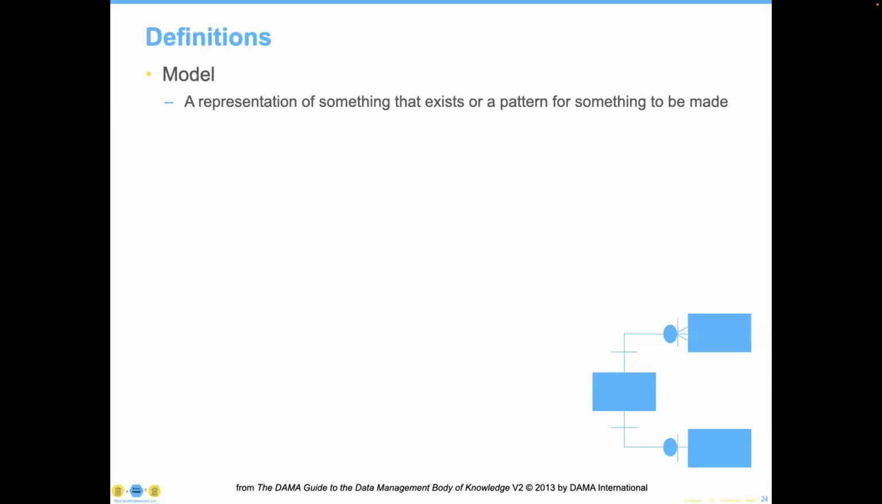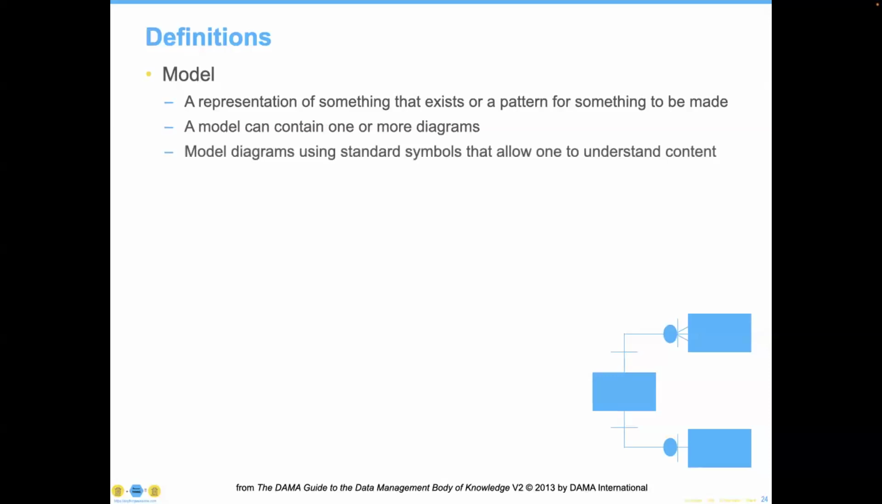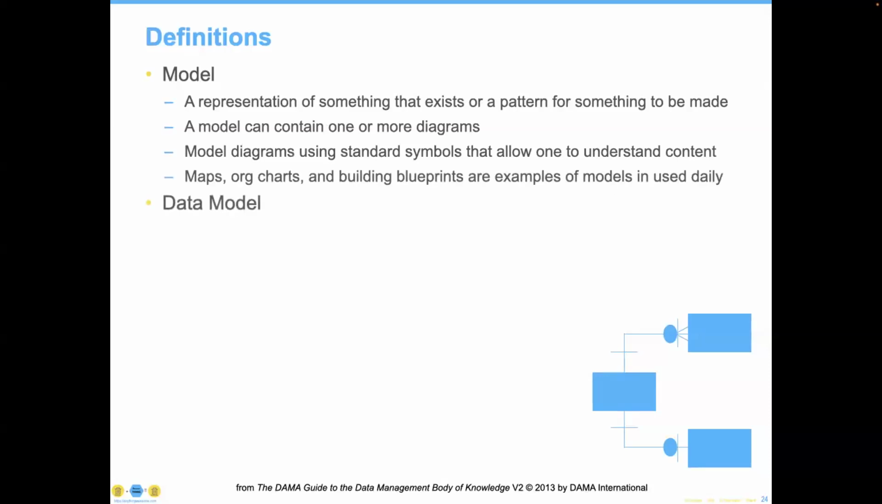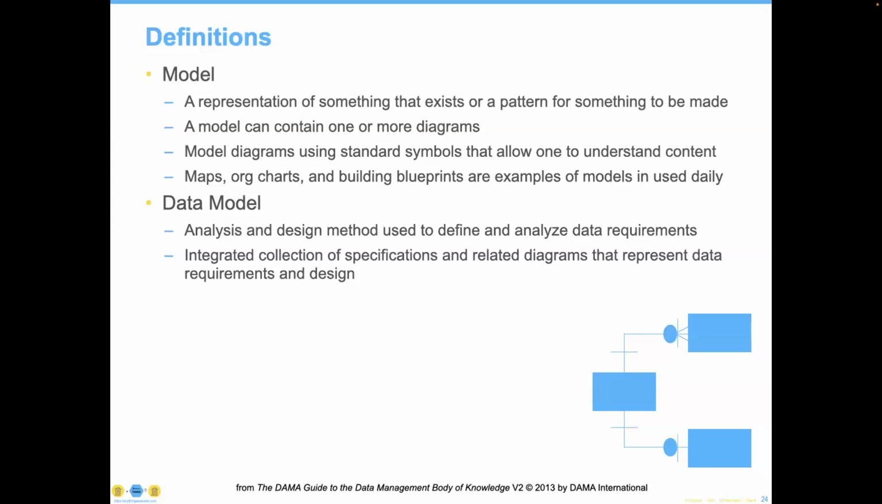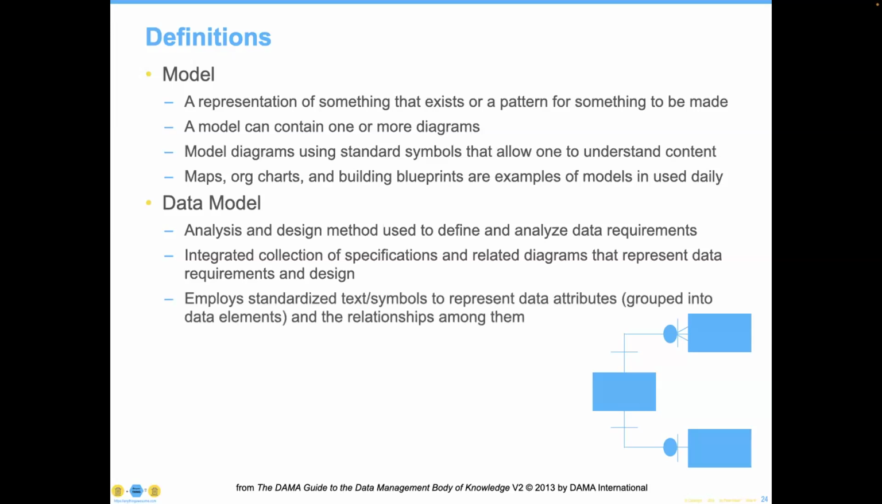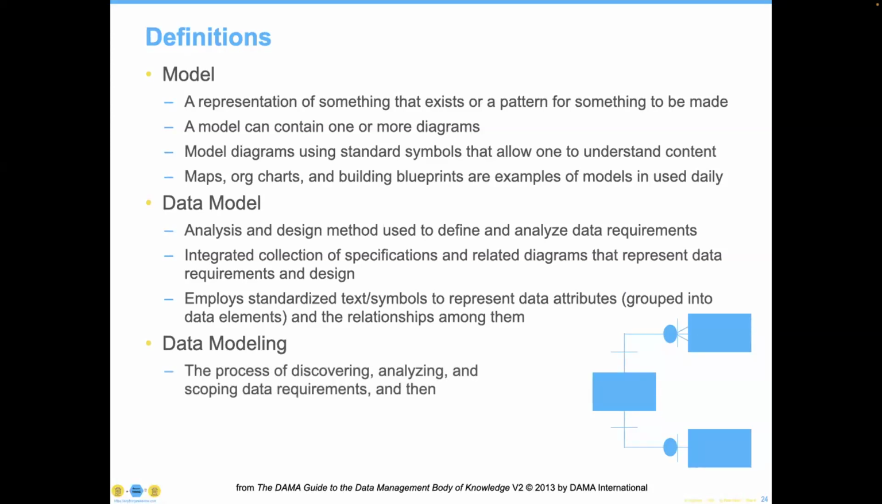Let's back up a little bit further. A model is a representation of something that exists or a pattern for something that's made. Again, Matthew had a good definition as well. It can contain diagrams. It can use standard symbols. In data modeling in particular, we're going to call this the product and the process that we use to define and analyze organizational data requirements, resulting in that integrated collection that I spoke to earlier, employing those standardized symbols that we use in order to do this.